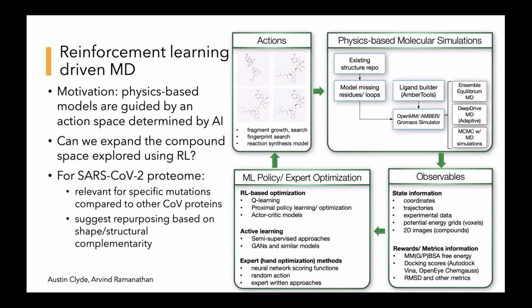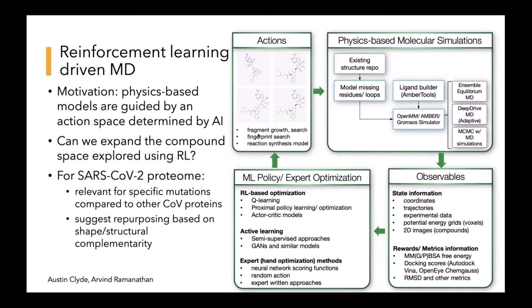Here is where we tend to use reinforcement learning based ideas. The motivation was essentially driven by the fact that we needed to get a physics-based model into what the AI is actually doing so that the action space can be determined by what we observe from the physical system. So we said, is it possible for us to expand the compound space that we are looking at by using RL? Let's say I have these different compounds that are present. I can extend the fragment. I can do a similarity search. I can use a reaction synthesis model. It's up to you to do whatever you want, but there's the option to take that information and proceed further.